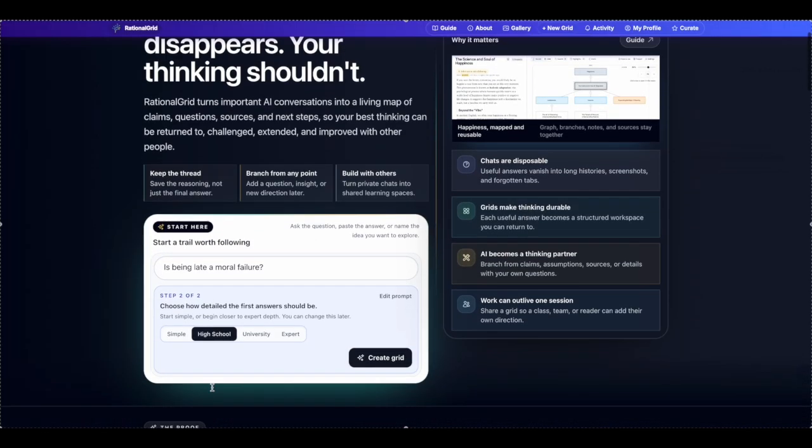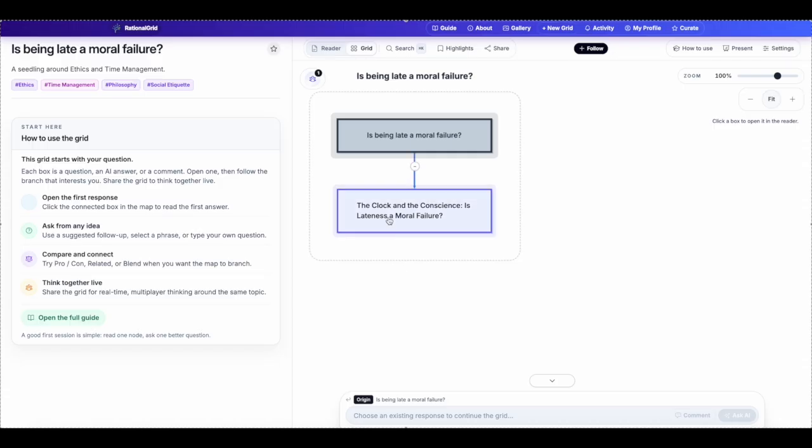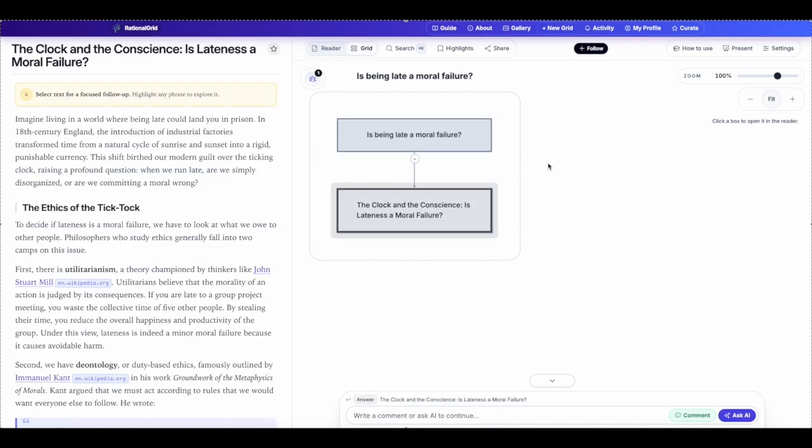The next section is to set what level of complexity we would like the answers. I've selected high school, but you can go from more simple to more extreme or complex answers.